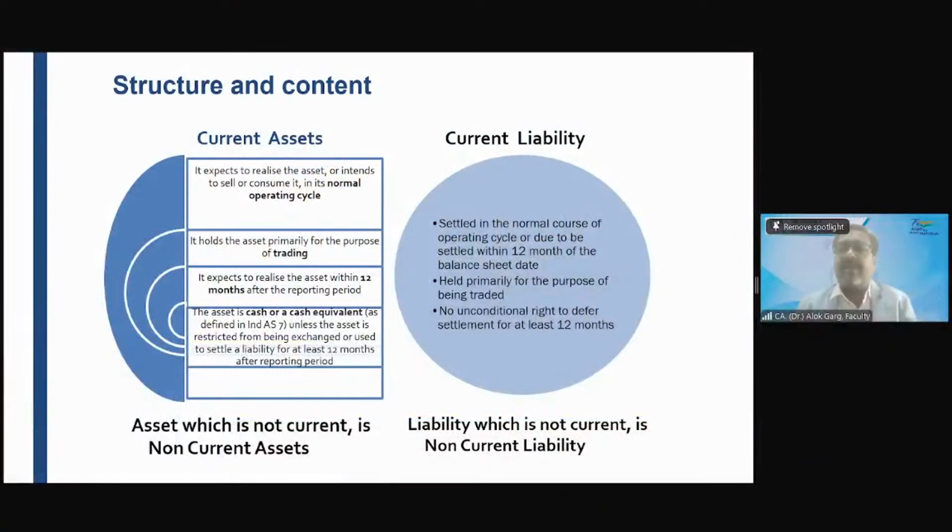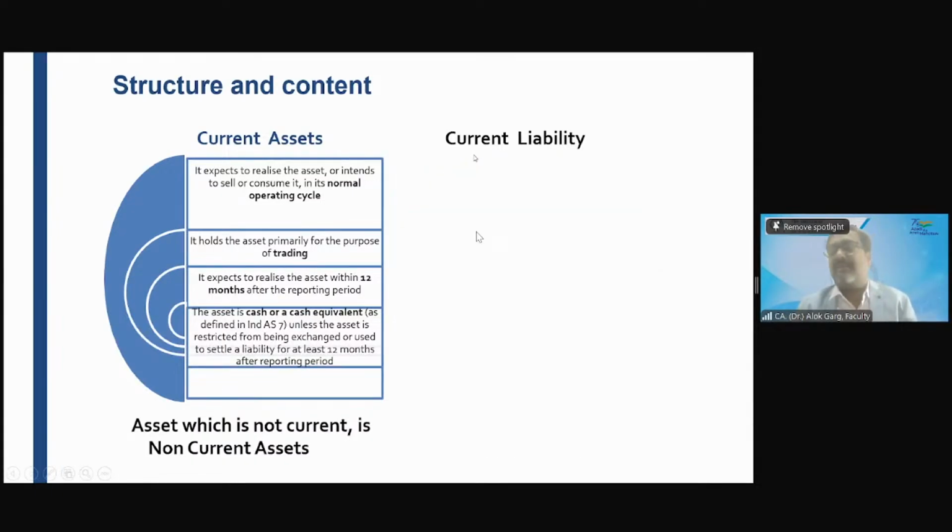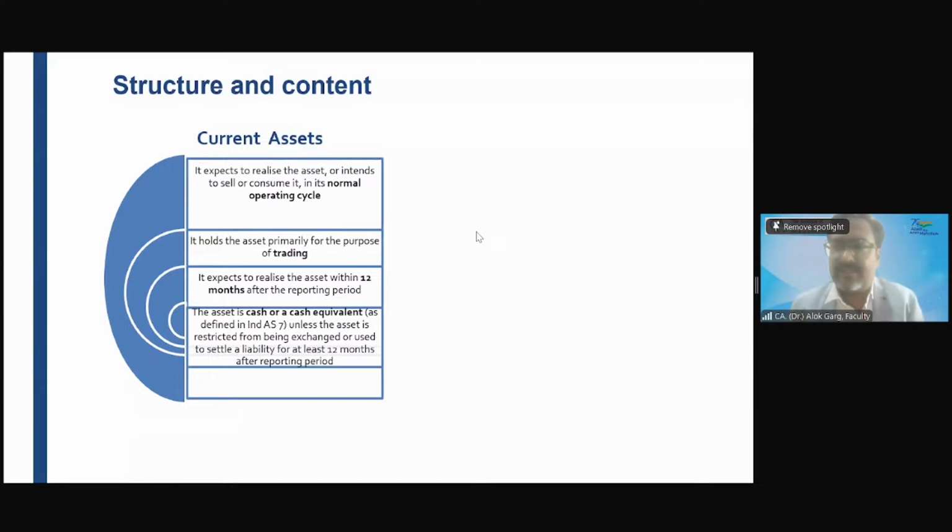All the balance sheet line items have to be bifurcated between current and non-current, right? So current asset and non-current asset, current liability and non-current liability. Now, what is a non-current asset? Any asset which is not current is non-current. Very simple. But what is current asset? That we need to learn.